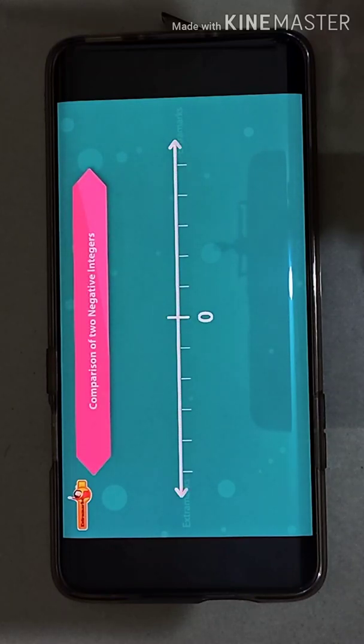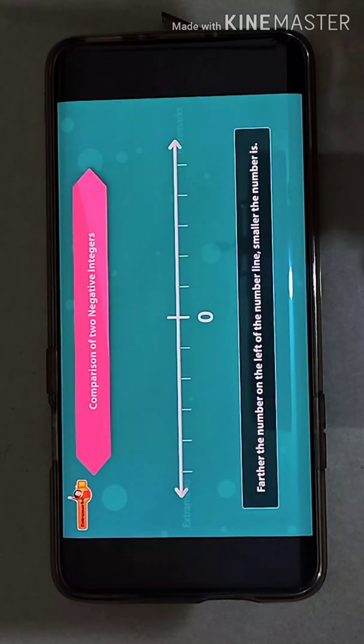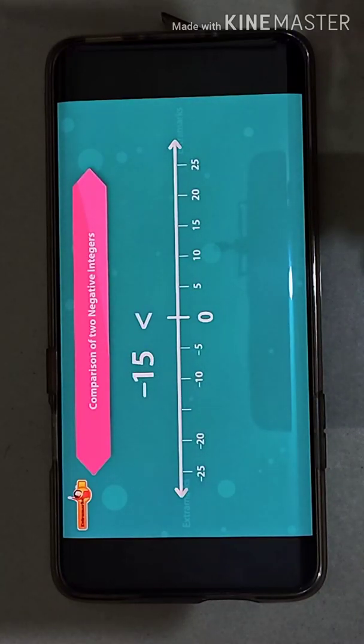Now, when you compare two negative integers, the farther the number is on the left of the number line, the smaller the number is. For example, negative 15 is smaller than negative 5 and negative 30 is smaller than negative 20.